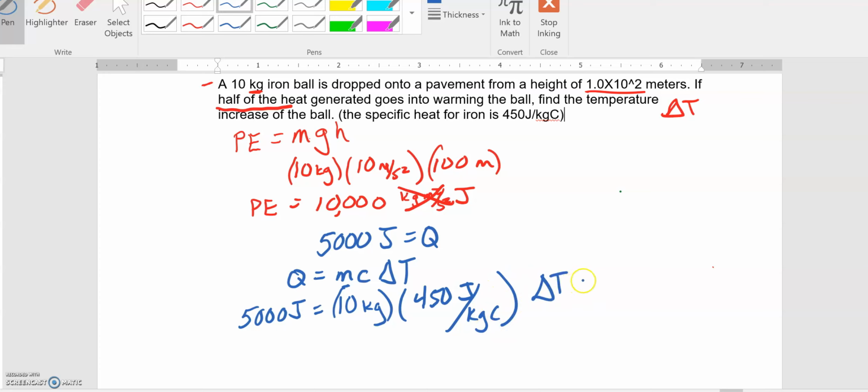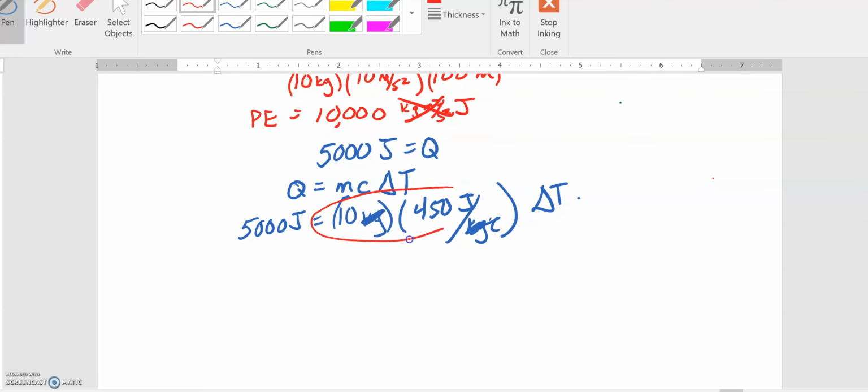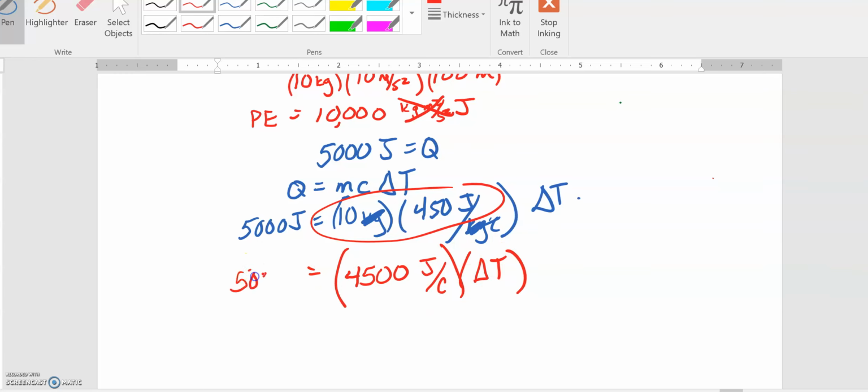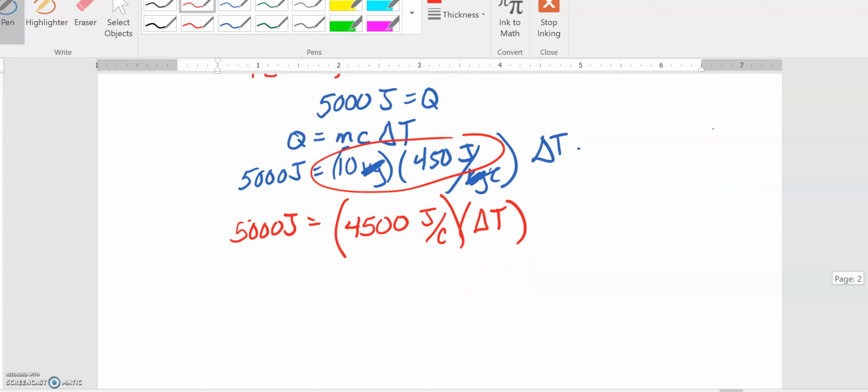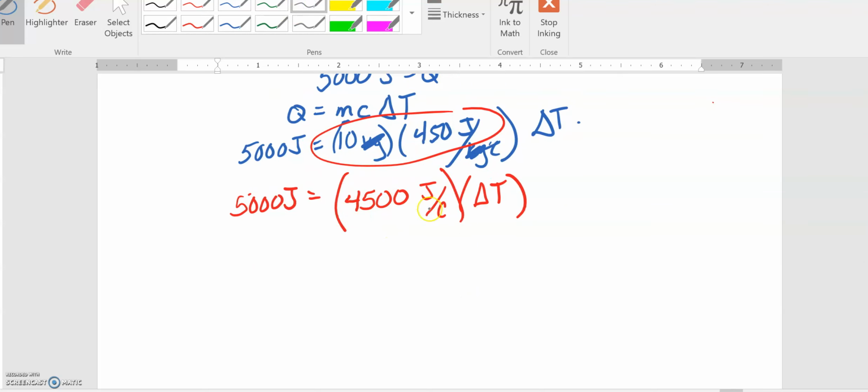And then our change in temperature is what we are going to end up finding, which will be in degrees Celsius. So our kilograms cancel. I am going to go ahead and multiply those two values together, and that's going to give me 4,500. And that would technically be joules per C. I still have my delta T over here, which is what I'm trying to find. 5,000 joules. Now, when I divide by the 4,500, because it's being multiplied by the temperature, I need to use the inverse to get rid of it.